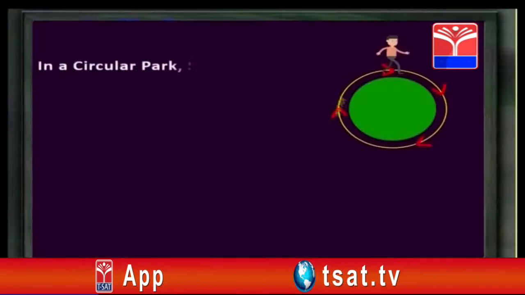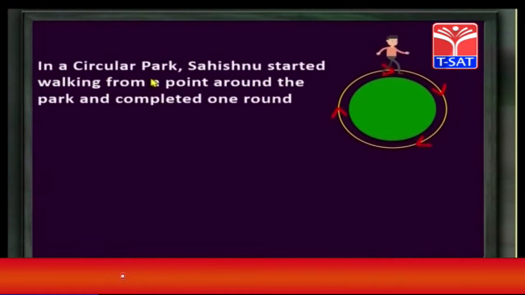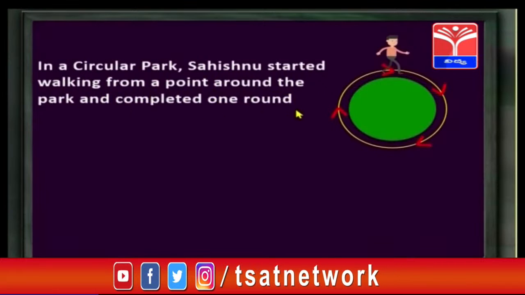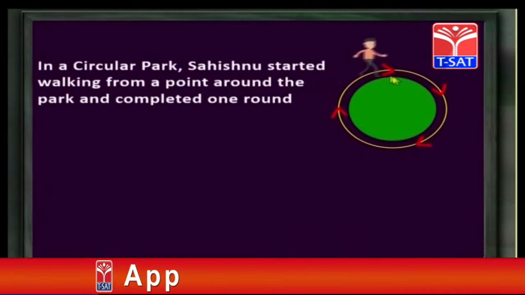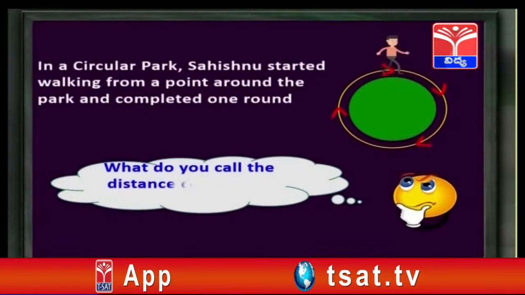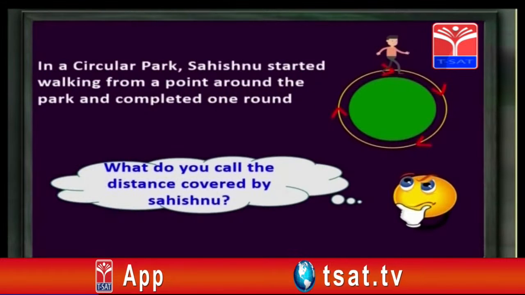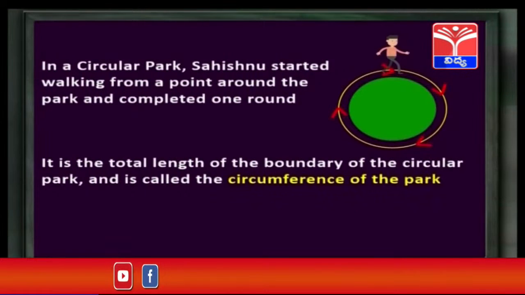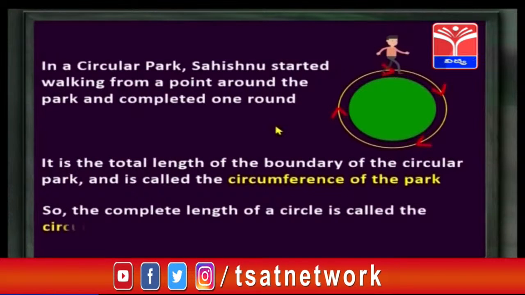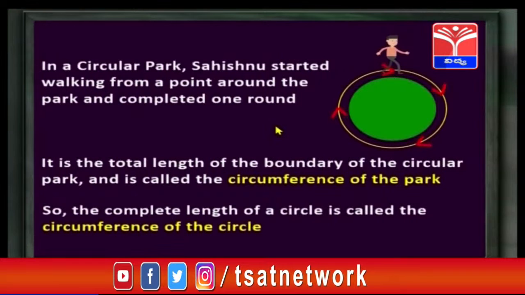Next, let us see. This is a circular park. In a circular park, Sahishnu is a student who started walking from a point around the park and completed one round. So, he started from here and he completed one round. Then, what do you call the distance covered by Sahishnu? It is the total length of the boundary of the circular park and is called the circumference of the park. So, the complete length of a circle is called the circumference.